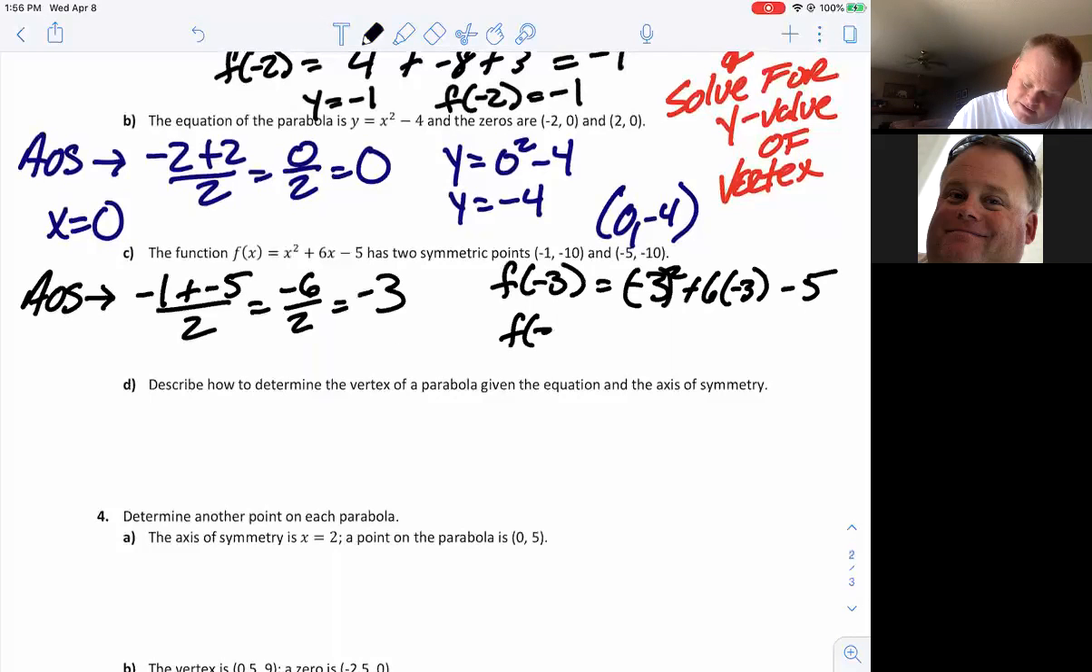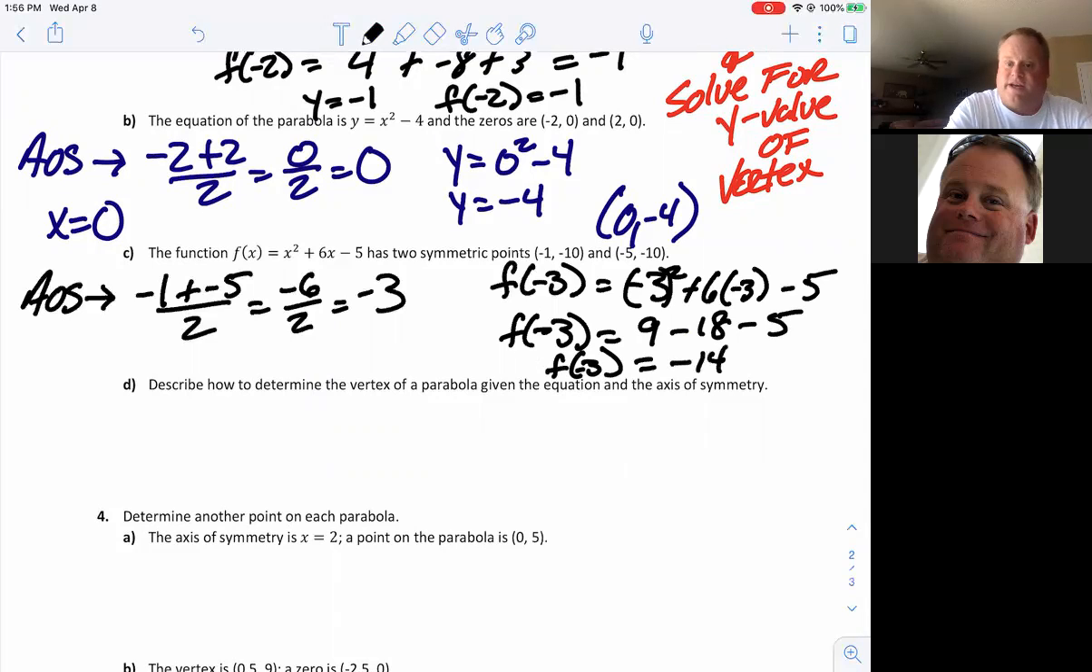So f of negative 3, that's 9 minus 18 minus 5. So f of negative 3 is going to be negative 14 when I add that up. 18 and 5 is 23. Subtract 9 from that is 14. But the 18 and 5 are negative, so negative 14. All right, so I know my vertex is at (-3, -14).